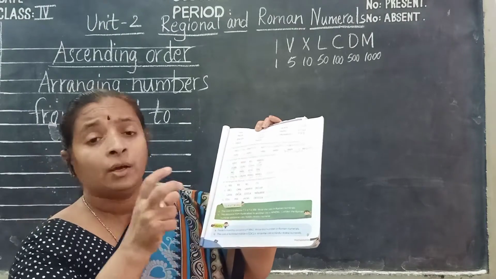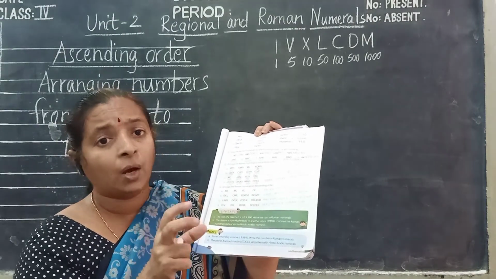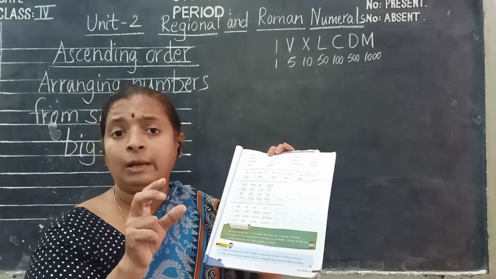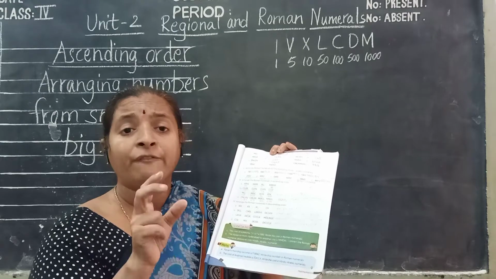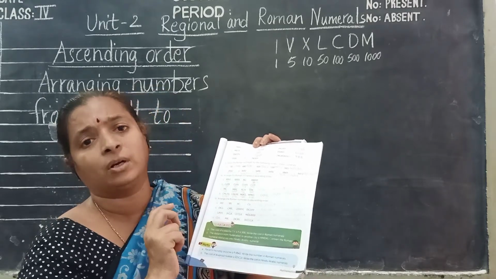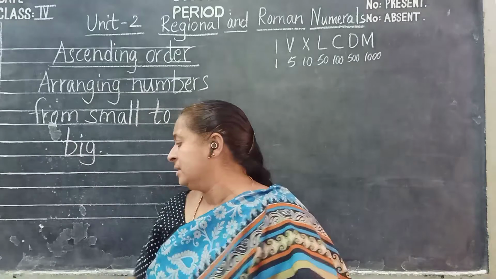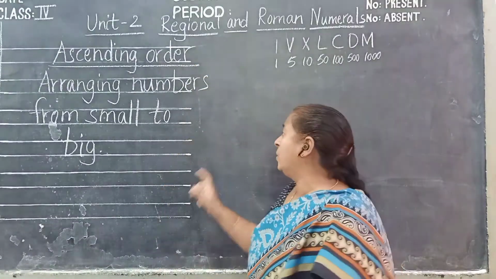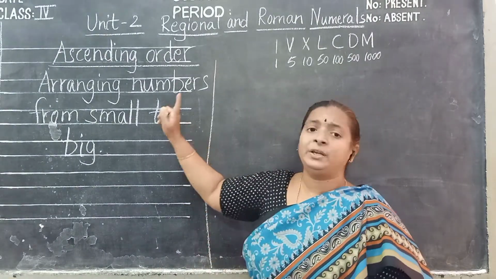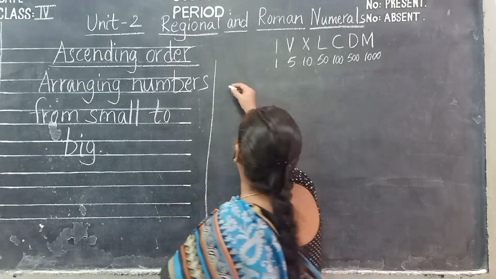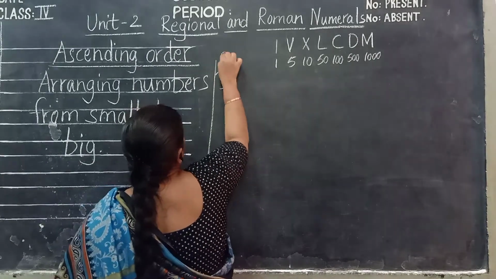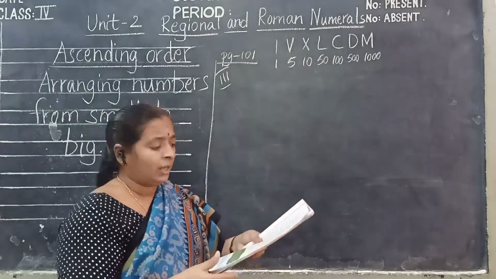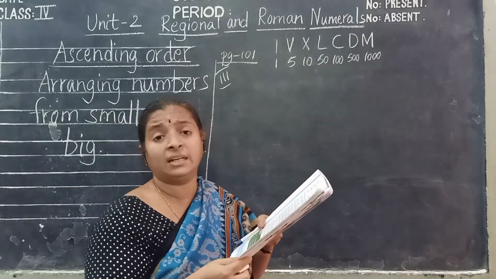They have given Roman numerals in an improper way. Now, by taking the help of the values of Hindu-Arabic numerals, we should arrange them in ascending order, children. See children, arranging numbers from small to big is called ascending order. Now, I'll start. This one you copy in your notes, children. Now, 3rd Roman, children, page 101, ascending order. Arrange the Roman numerals in ascending order.